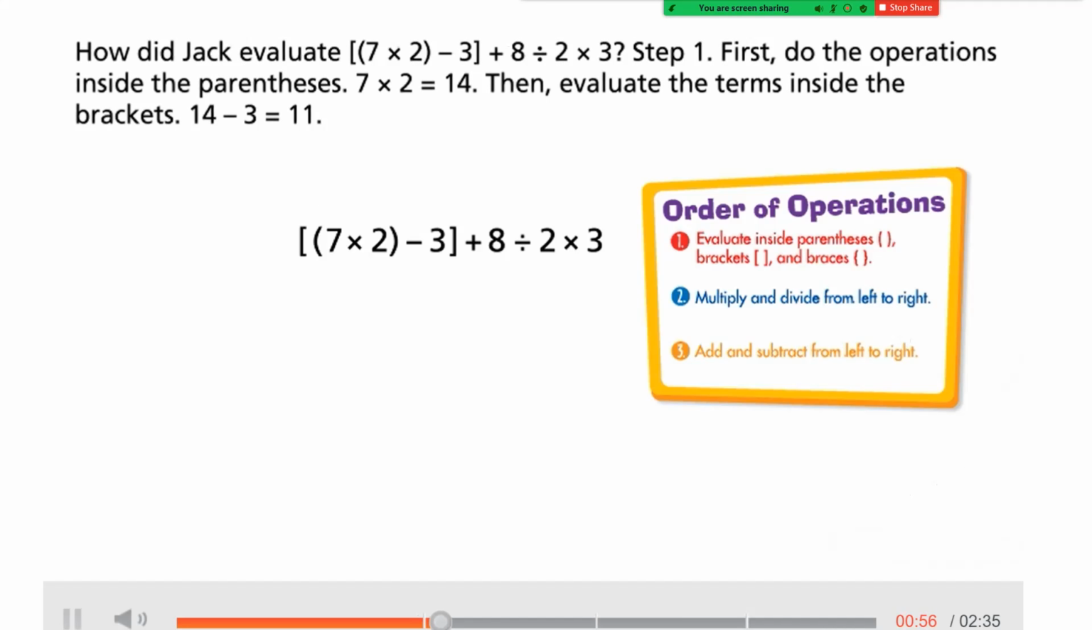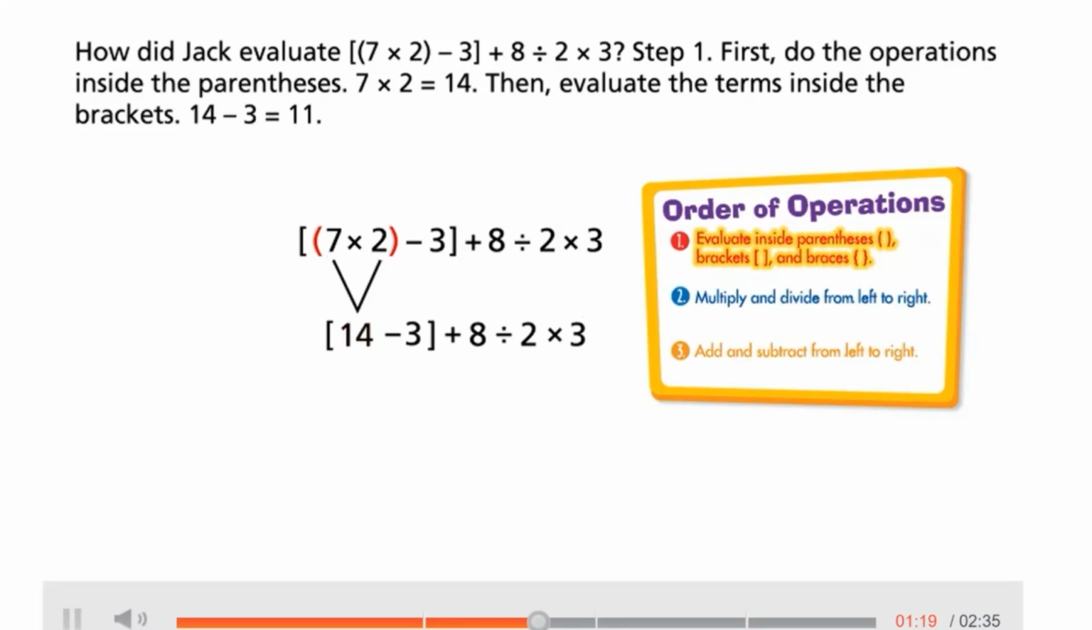How did Jack evaluate [(7 times 2) minus 3] plus 8 divided by 2 times 3? Step 1. First, do the operations inside the parentheses. 7 times 2 equals 14. Then, evaluate the terms inside the brackets. 14 minus 3 equals 11.